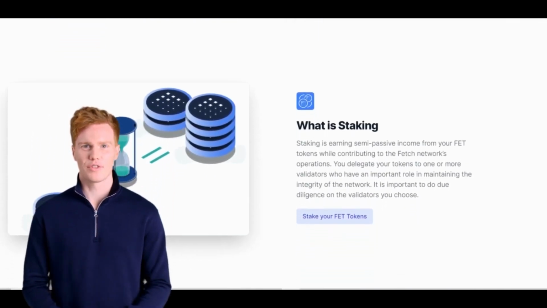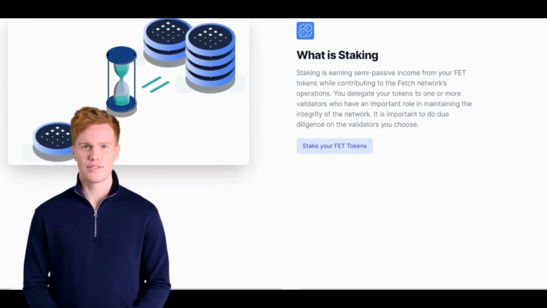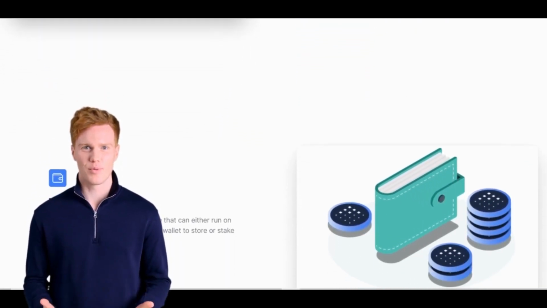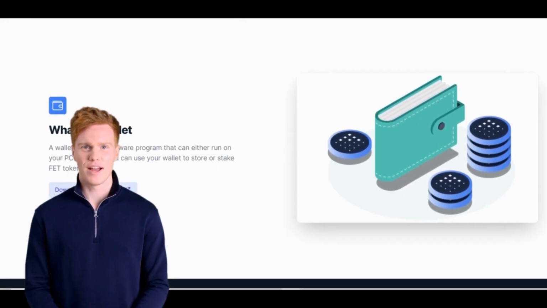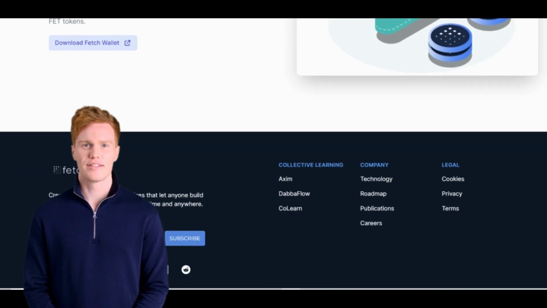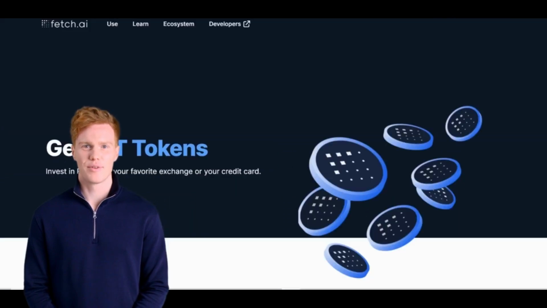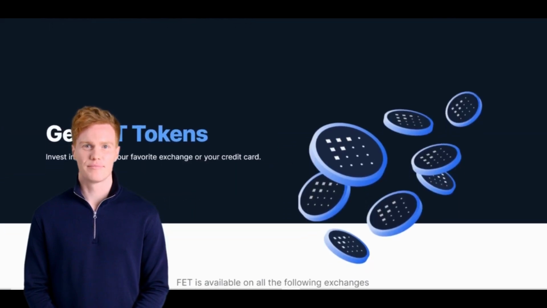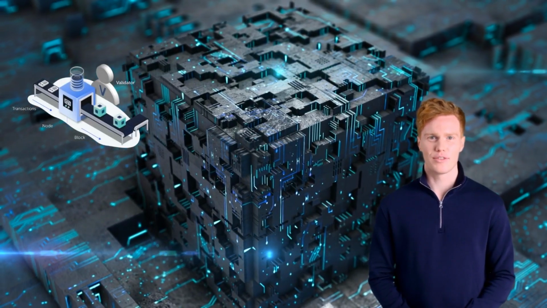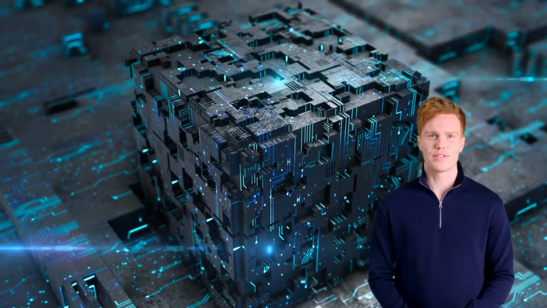FETCH.AI uses a combination of blockchain, artificial intelligence, and other technologies to provide a decentralized platform for building and deploying autonomous agents. The platform provides a flexible and scalable infrastructure for a wide range of use cases, from supply chain management to energy trading and beyond. FETCH.AI leverages several cutting-edge technologies to build its decentralized platform for autonomous agents.